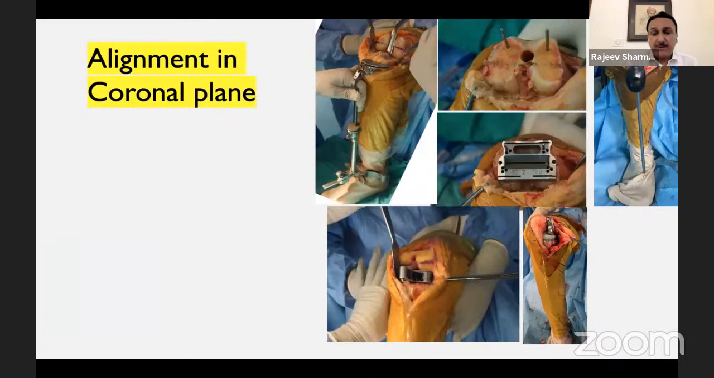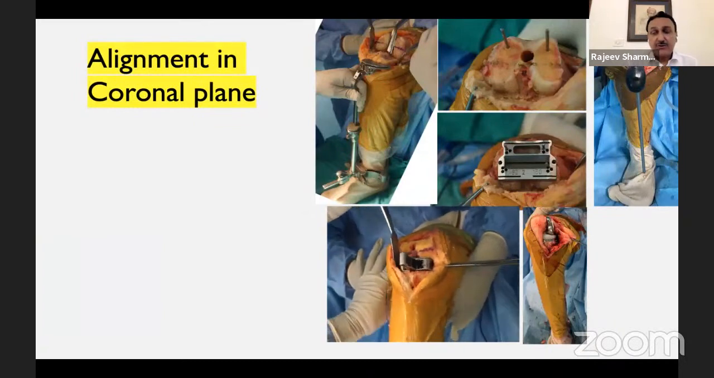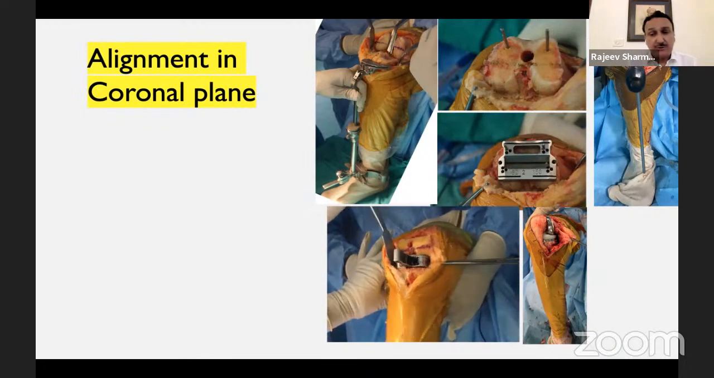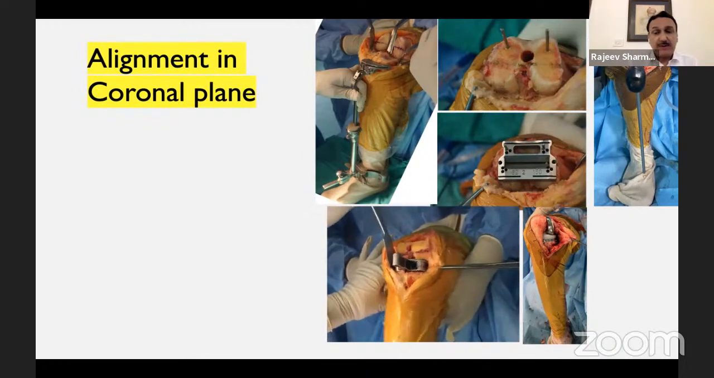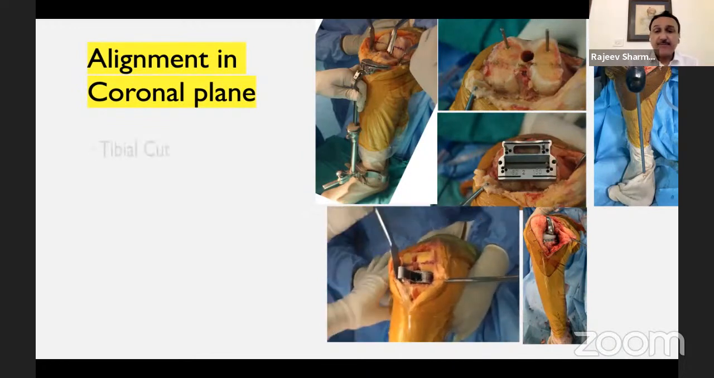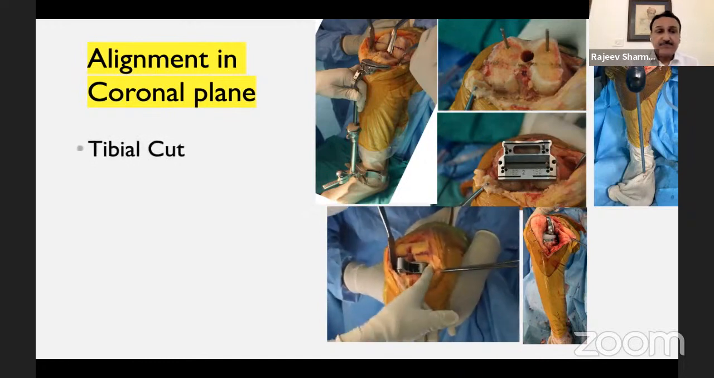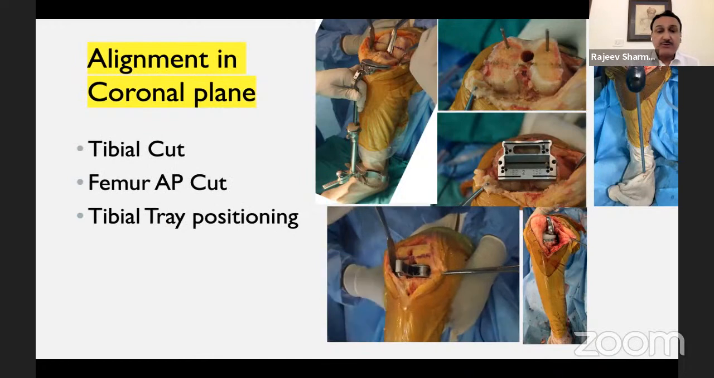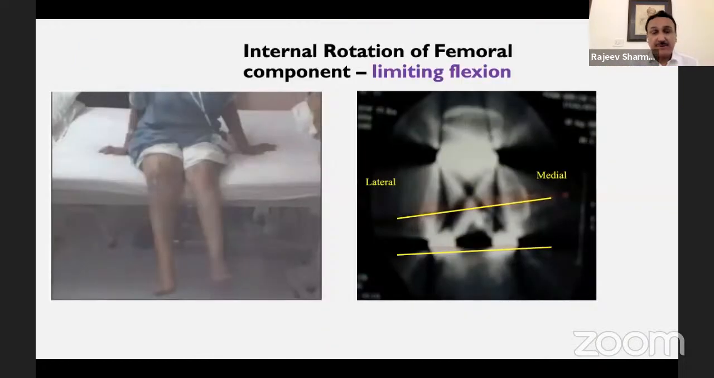Alignment in the coronal plane, as we have just discussed: the joint should not be tight, should not be loose either, and the space should be well balanced. Tibial cut, femoral cut, and also tibial tray positioning, all these three things will make the difference.